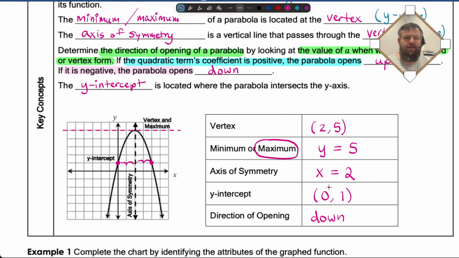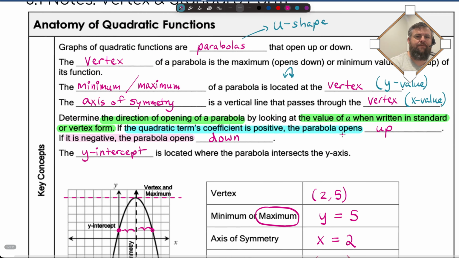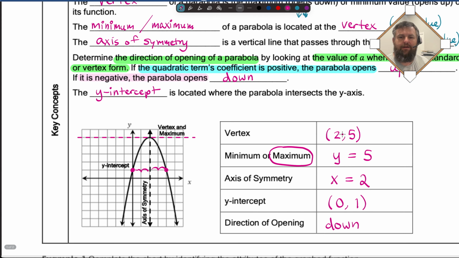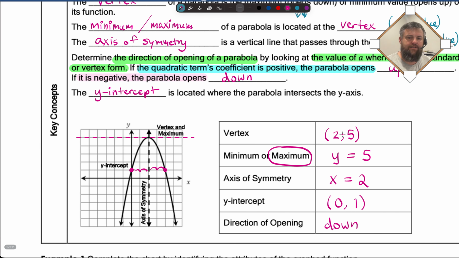Okay. So that is the key concepts for your anatomy of a quadratic function. We're going to be keying in on the vertex, whether it's opening up or down, which tells us if it's a maximum or minimum. The axis of symmetry tells us where the quadratic is symmetrical in half. And of course, we have the y-intercept, which is, when we talk about the real applications of the quadratic, where we begin our function.